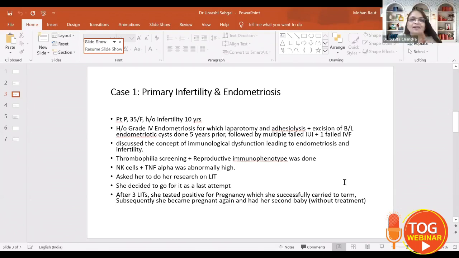Just like to comment about endometriosis. I would just like to comment. Can I comment? Yeah, please.